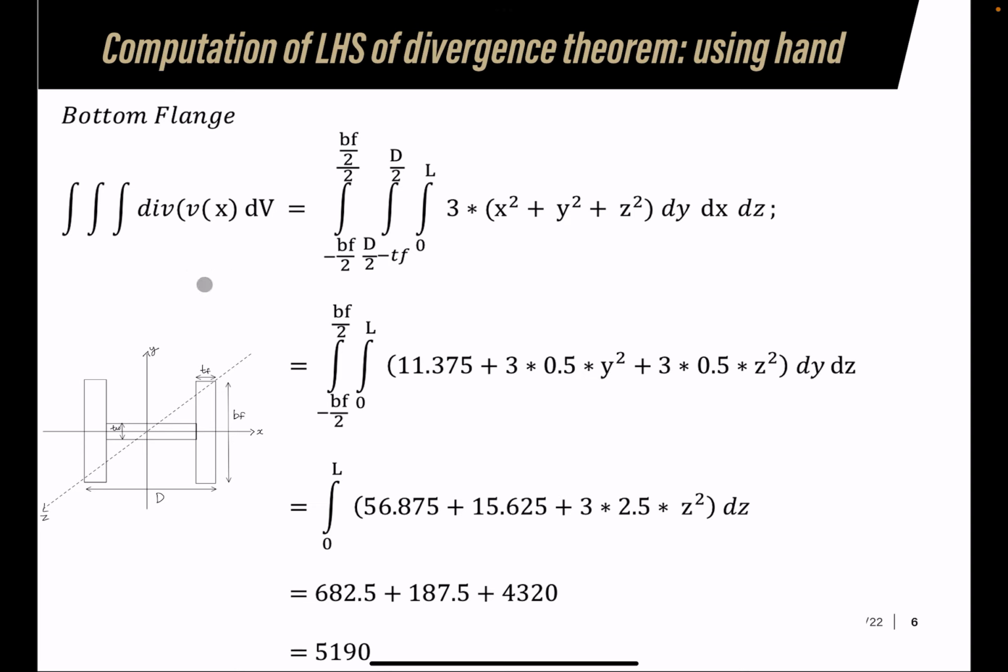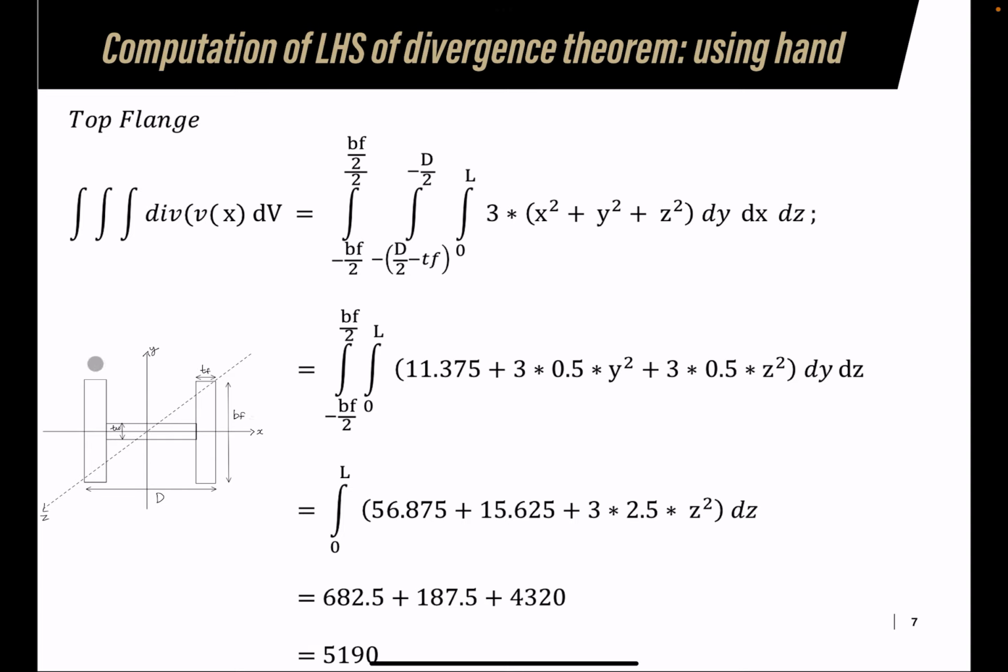So the first is the bottom flange. For this flange, the limits for x would be d by 2 minus tf going up to d by 2. The other limit would be minus bf by 2 to bf by 2, and the last limit would be 0 to L, which can be imagined as coming out of the plane since it's a 3D body. Doing the appropriate integrals, we get the integral for the first part of the body as 5190.